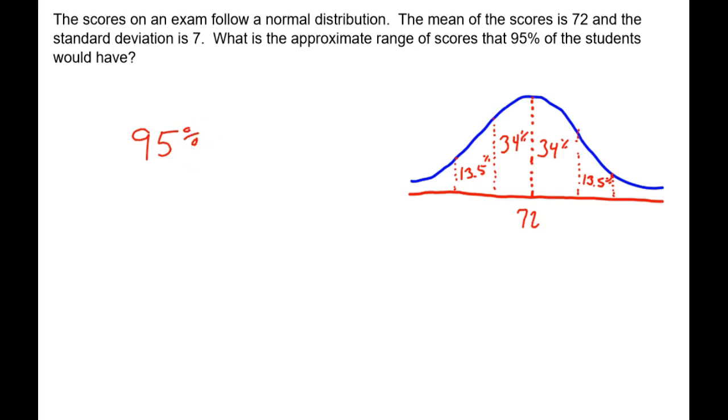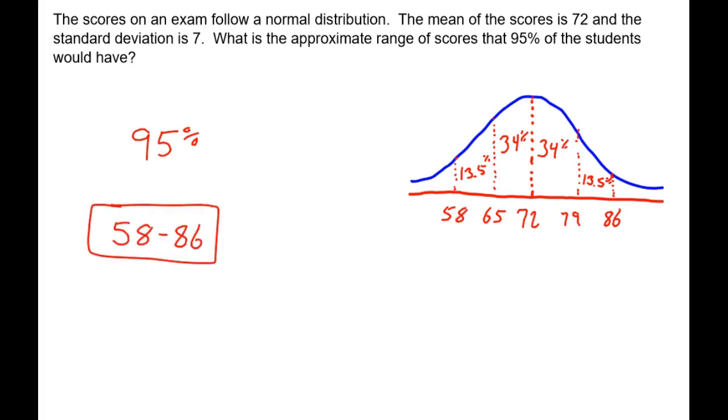So now I have to use the idea that the standard deviation is 7 to find these endpoints. If I would go one standard deviation to the right, I would add 7, which would get me 79, and add another 7, which would get me 86. Using the same idea, if we go a standard deviation of 7 to the left, 72 minus 7 is going to give us 65. And then another 7 to the left is going to give us 58. So this means that 95% of the students would have a score between 58 and 86.